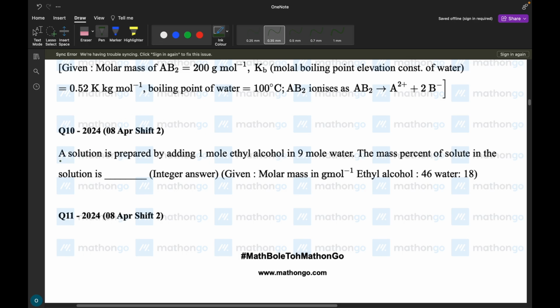Right. So let's try the 10th question. A solution is prepared by adding 1 mole of ethyl alcohol in 9 moles of water. The mass percentage of solute in the solution is.